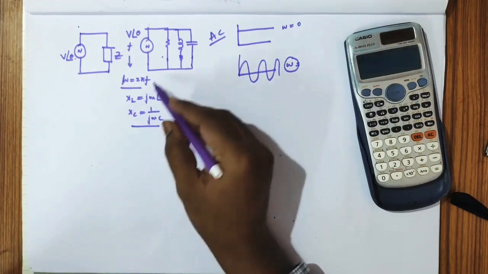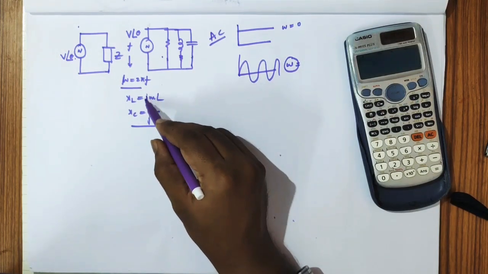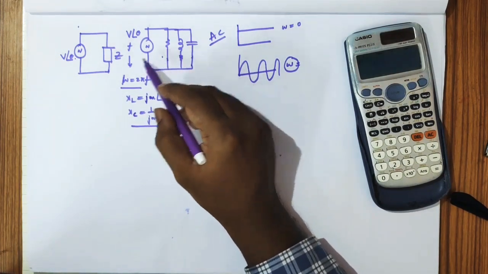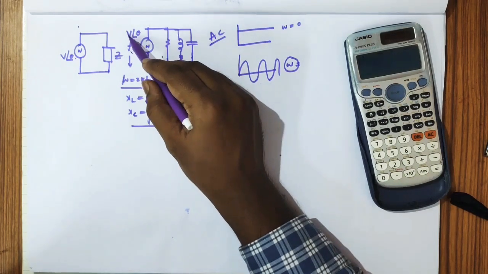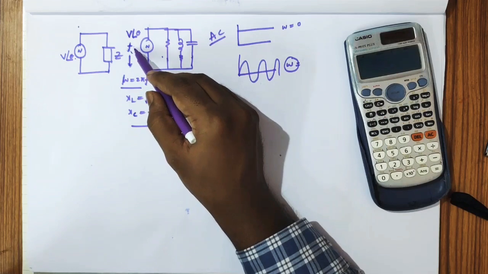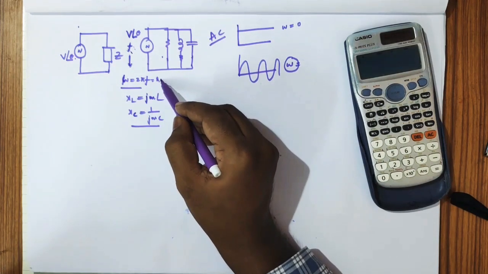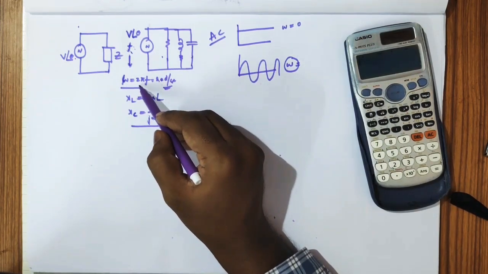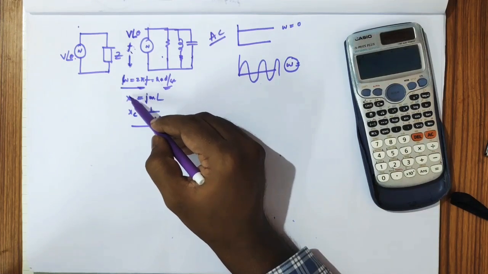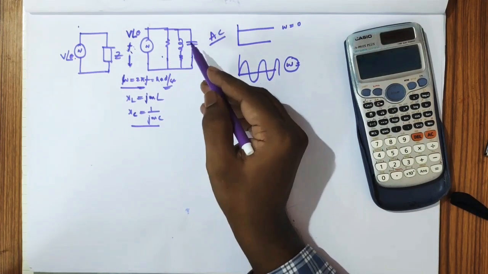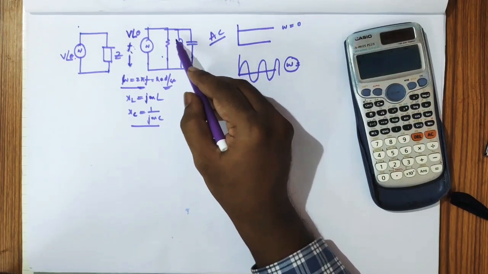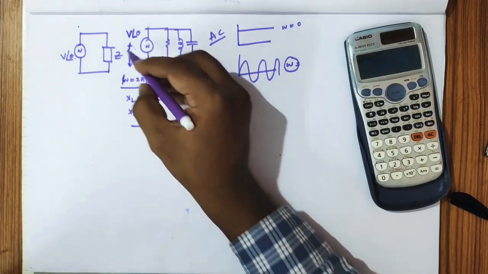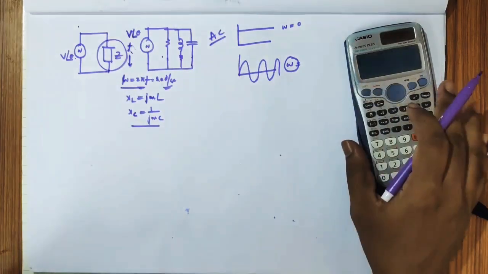You will find the reactance of an inductor is j omega L, which is in j form, and XC is 1 by j omega C. You substitute all these values. If you know the frequency of the supply in hertz, you convert it into radians per second. This is the algorithm: omega equal to 2 pi f. Once you get the omega value, substitute it in XL and XC in each individual value and work on the analysis. If two are in parallel, you do the parallel combination, and the rest of the things you know. Finally, you will get a value of Z.